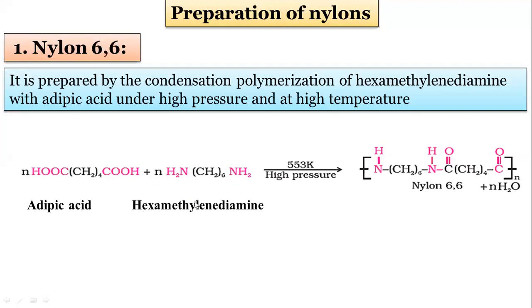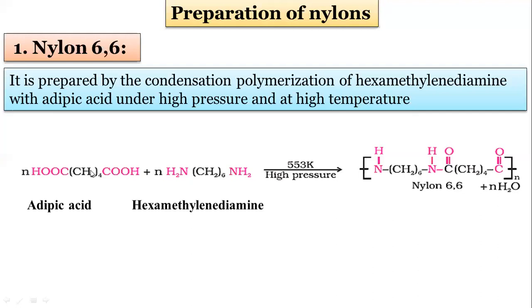Condensation takes place here. Condensation means these two molecules are joined together, and a water molecule or ethyl alcohol molecule is removed, at 553 K temperature and high pressure. See, these two chains are joined together and the water molecule is removed. We will see how this is removed. First, see this example: (CH2)6, (CH2)6, then here is NHCO.